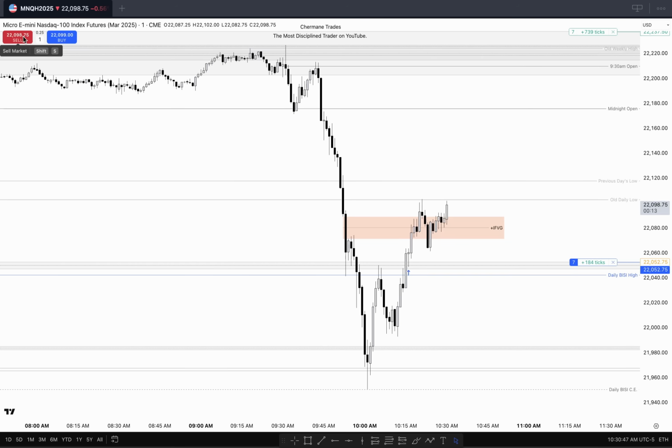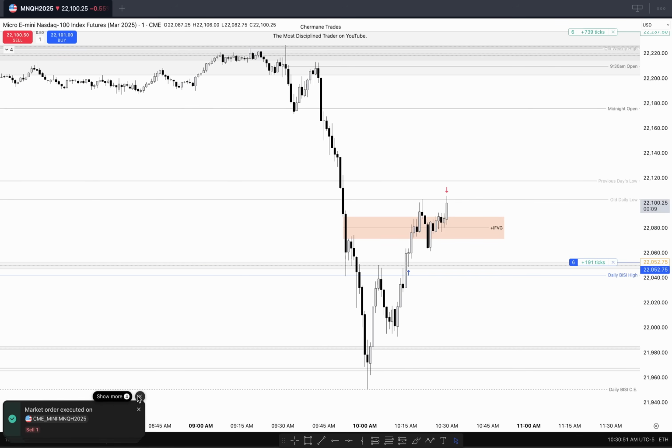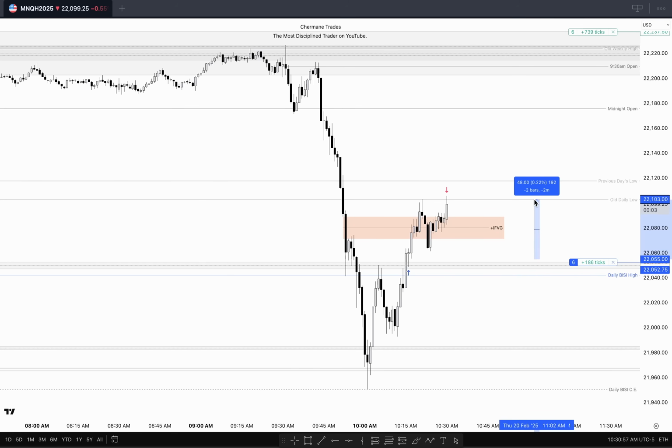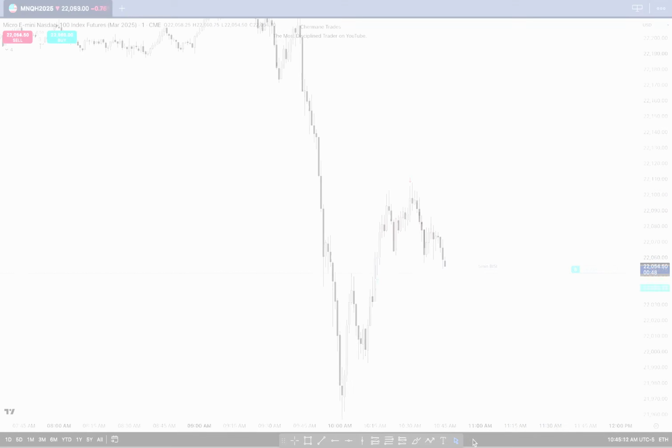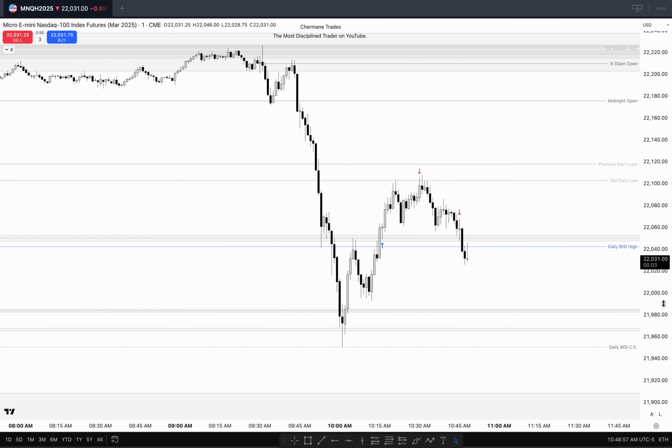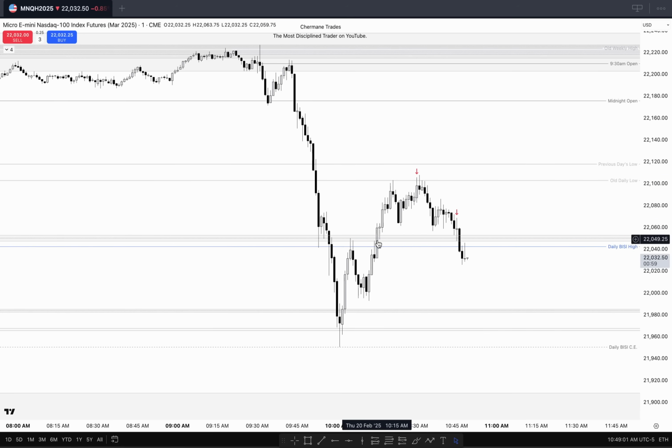A little spike above that high, I'll take something off. There we go. So 1 micro plus, we'll call it 45 handles or so. I think I got it a little under. There we go. So break even.